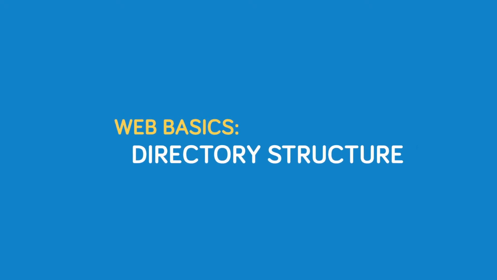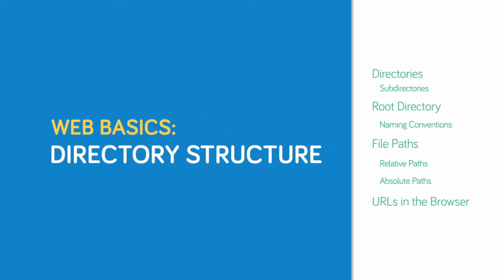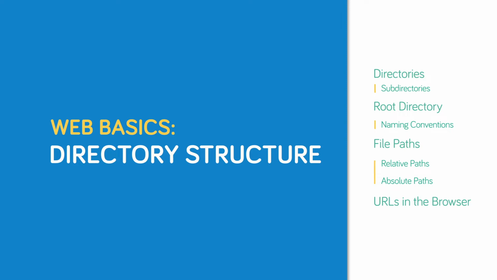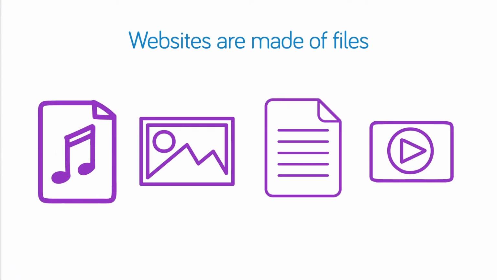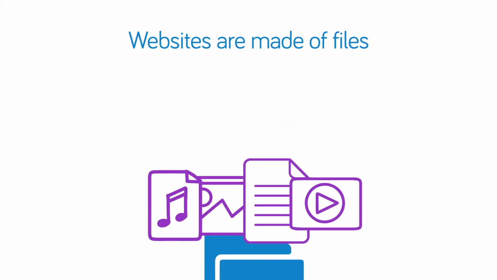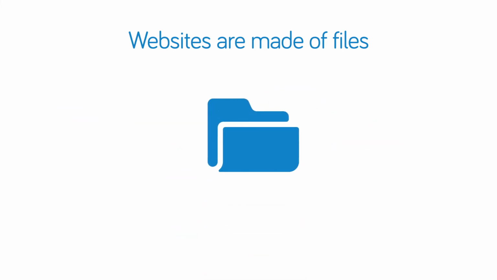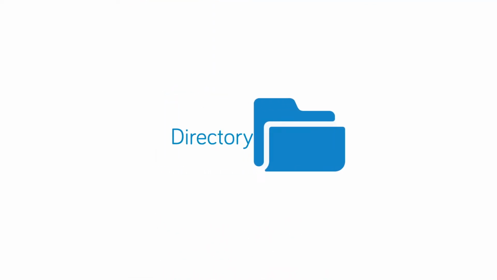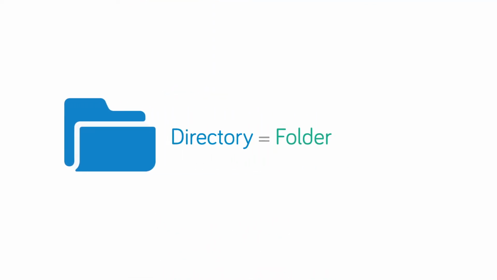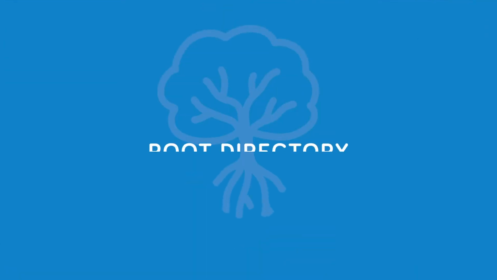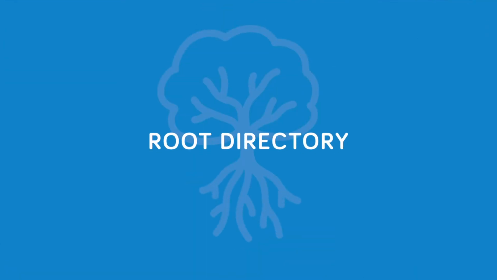In this video, we'll discuss how to save and organize the files of a website. As we know, websites are made up of code and media files. The way we organize those website files is referred to as directory structure. The term directory is another word for folder. All files are stored in one main directory called the root directory.